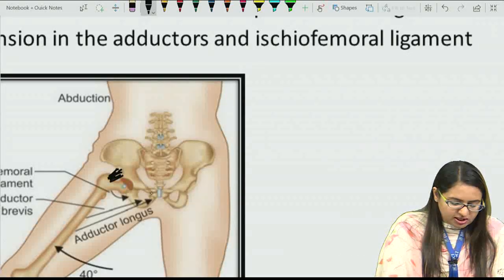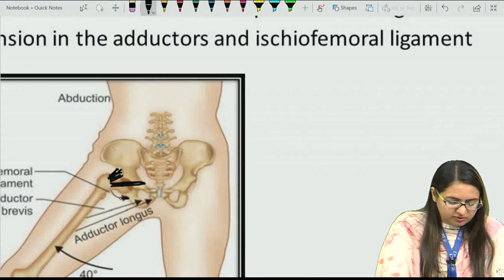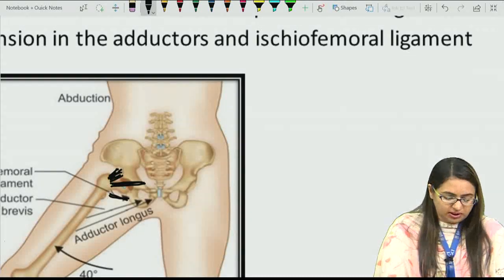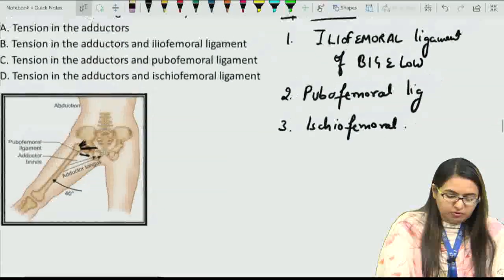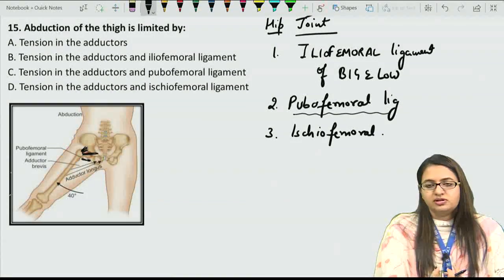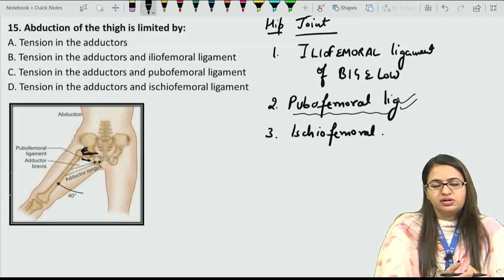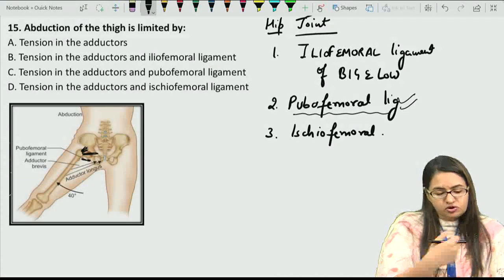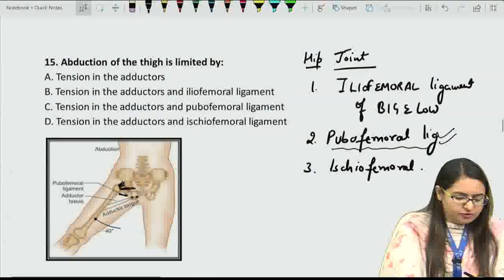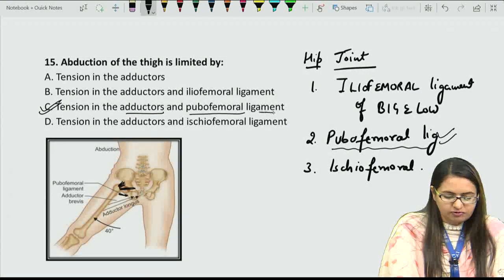The pubofemoral ligament starts from the iliopubic eminence and goes towards the portion between the greater and the lesser trochanter. The ischiofemoral begins from the ischial tuberosity, again going towards the greater trochanter. The pubofemoral ligament is present towards the most medial side, and it is the one which will limit the abduction movement, because it will pull the limb towards the medial side. So the answer for this question will be C. The abduction of the thigh is limited by tension in the adductors as well as the pubofemoral ligament.